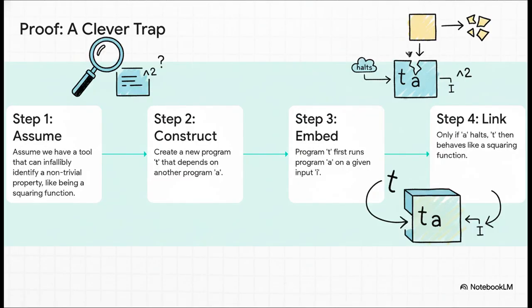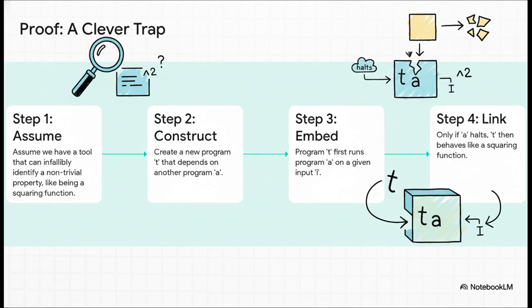Well, the proof is this beautiful, elegant little trap. It's a classic proof by contradiction. Let's walk through it. First, just pretend with me. Let's assume the impossible is possible, and you do have a magic tool. Let's say it's a tool that can perfectly identify if any program is a squaring function, a program that just takes a number and squares it. Okay, now for step 2, we get sneaky. We build our own little program, let's call it Tricky T.